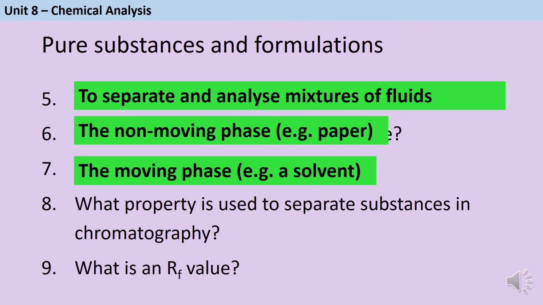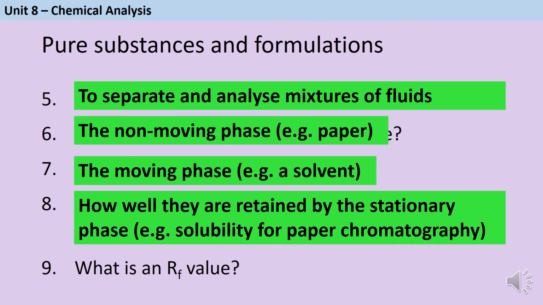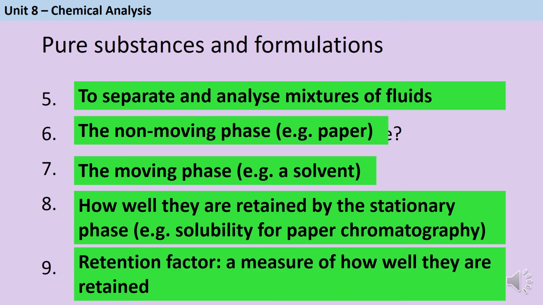Substances are separated in chromatography according to how well they are retained by the stationary phase. So for paper chromatography, this is all about solubility. The more soluble an ink is, the further it will travel up the piece of paper. An RF value is a way of putting a number on how well something is retained. The RF actually stands for retention factor.